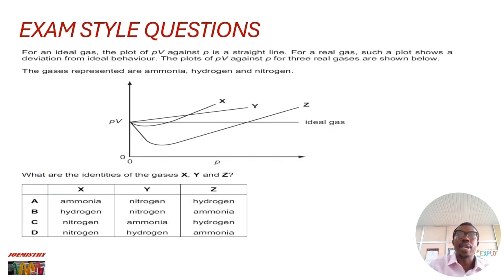So this is a typical chemistry A-level examination question that has to do with ideal gas and non-ideal gas. For an ideal gas, the plot of PV against P is a straight line. For a real gas, such a plot shows a deviation from ideal behavior. The plots of PV against P for three gases are shown below. The gases represented are ammonia, hydrogen, and nitrogen, which are real gases. What are the identities of the gases X, Y, and Z?